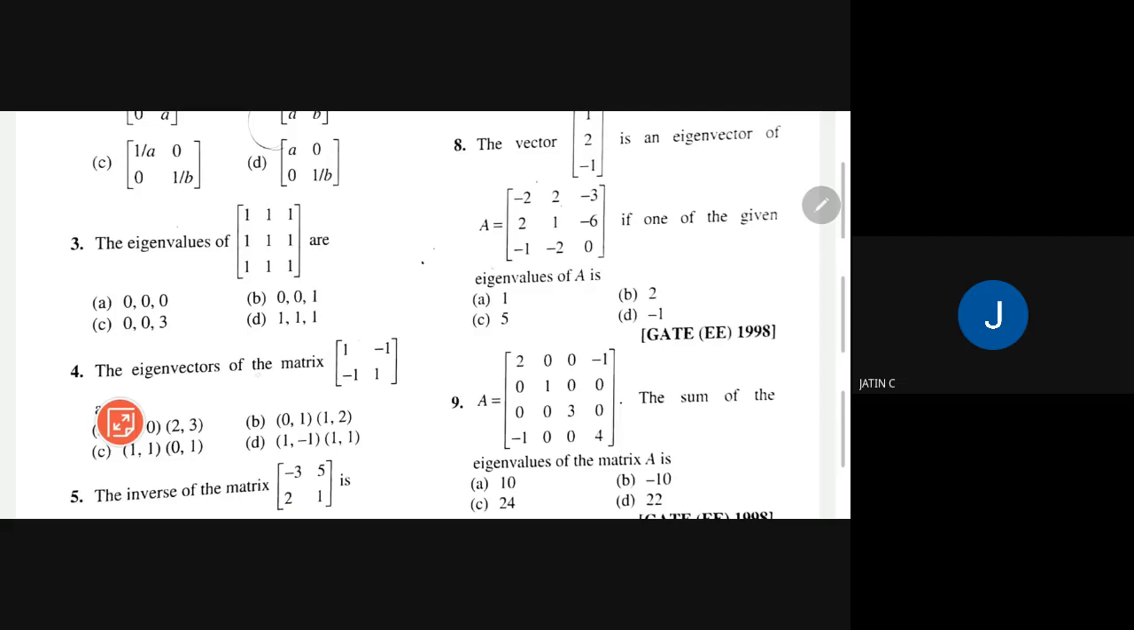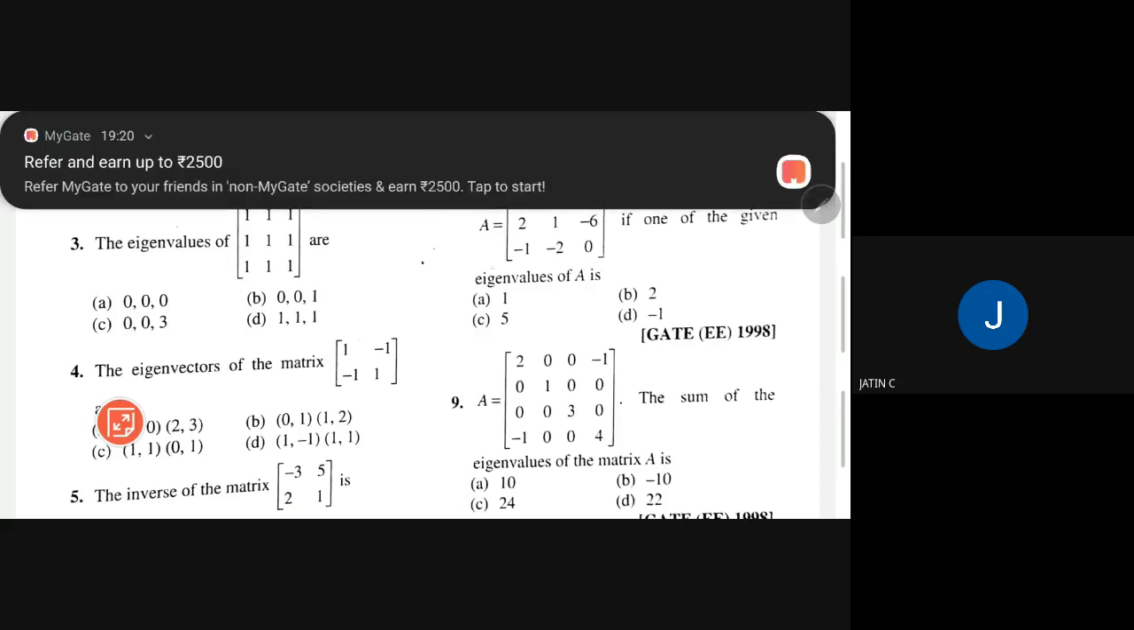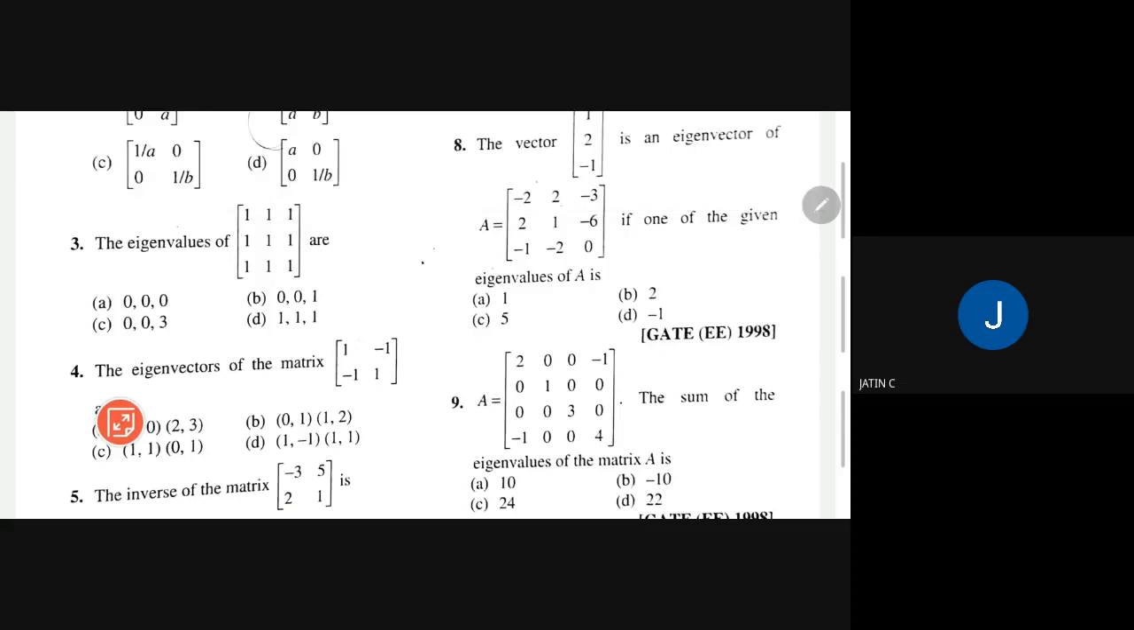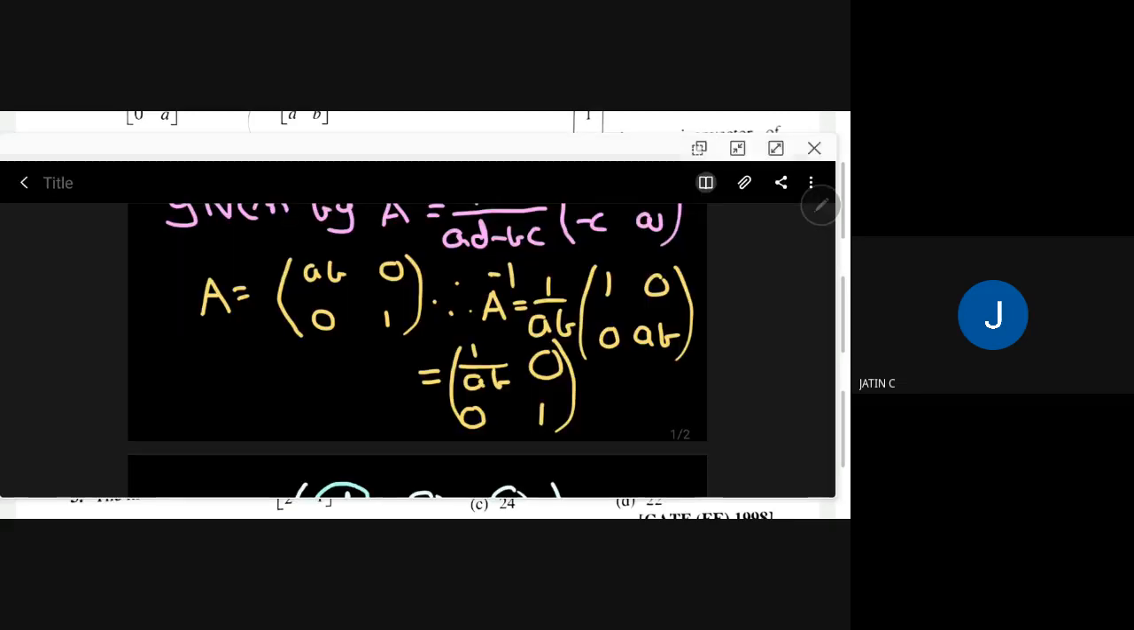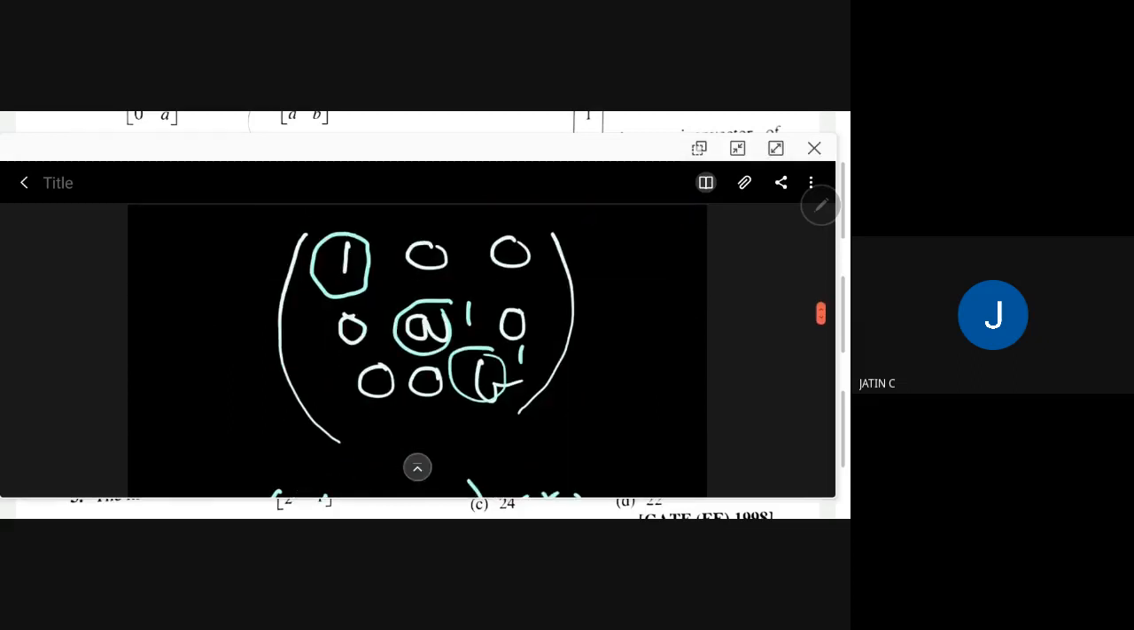Okay, this one you need to calculate. This one you need to calculate here. So without calculating, how can we find the eigenvalues of this one? It is a simple one. See, how can we do that? I'll tell.